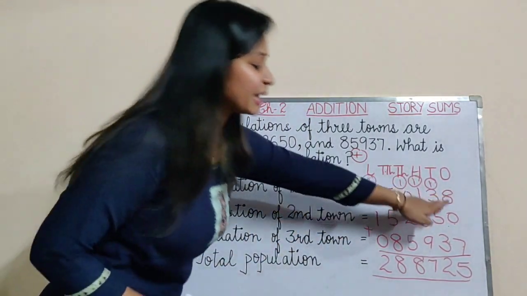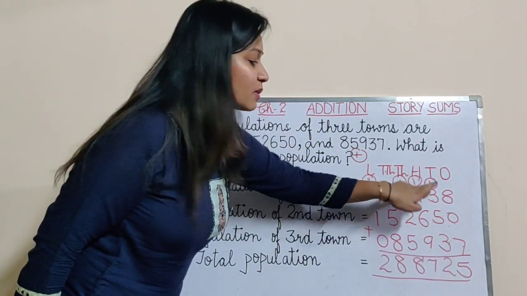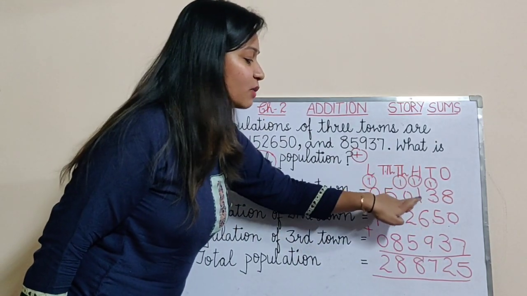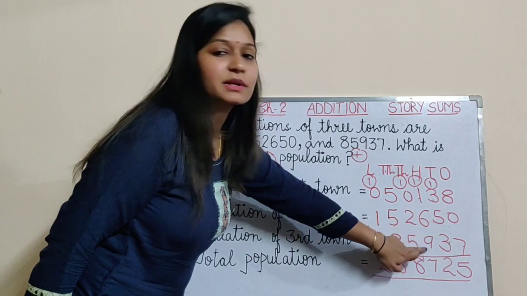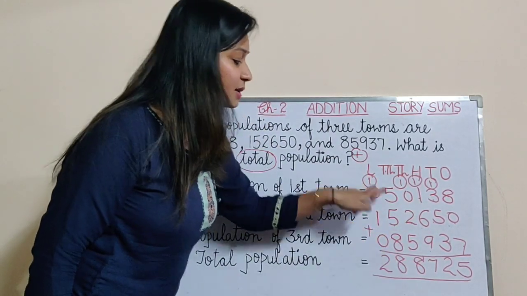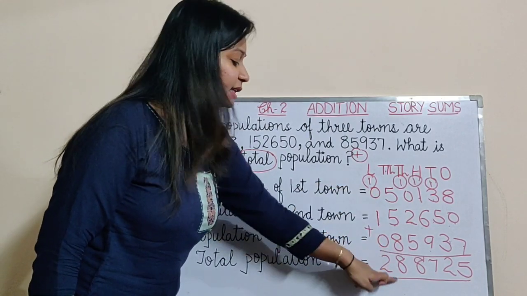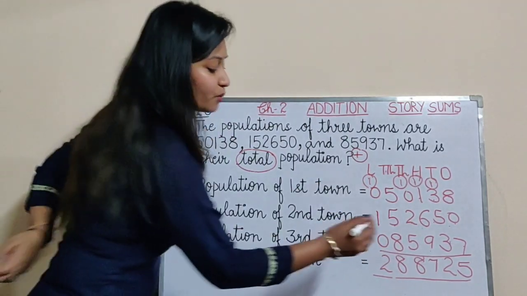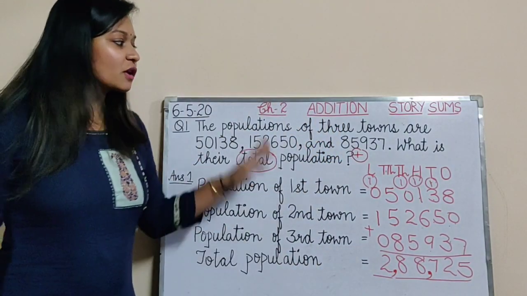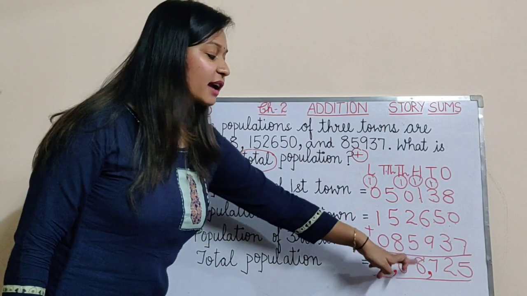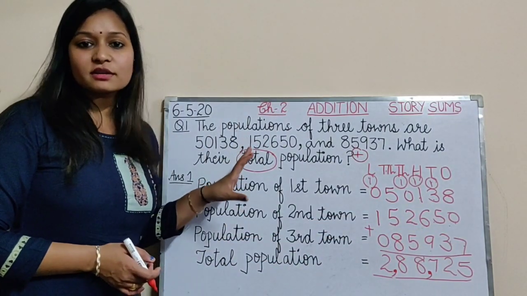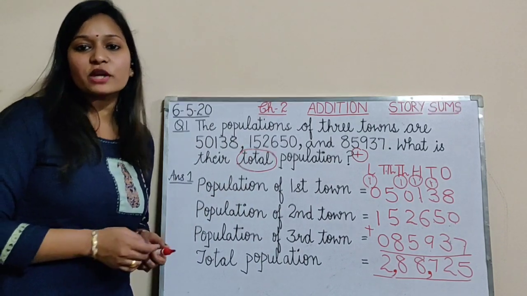Let's check once again. 8 plus 7, 15. 5 here, 1 carry. 1 plus 3, 4. 4 plus 5, 9. 9 plus 3, 12. 2, 1 carry. 1 plus 1, 2 plus 6, 8. 8 plus 9, 17. 7, 1 carry. 1 plus 2, 3. 3 plus 5, 8. 5 plus 5, 10. 10 plus 8, 18. And 1 plus 1, 2. So let's put the comma now. So the total population of the 3 towns is 2,88,725. I hope you have understood this question. Let's move to our next question.